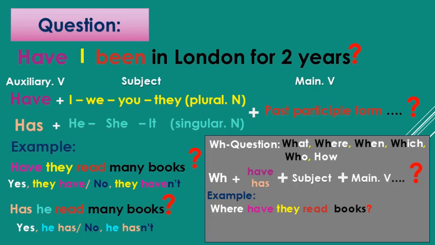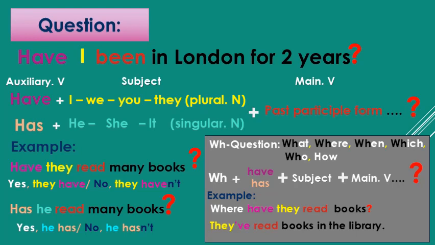Okay guys, but here we need a full sentence. So the answer is a full sentence. إذا هنا الإجابة تكون جملة كاملة. So they have or they've read books in the library.